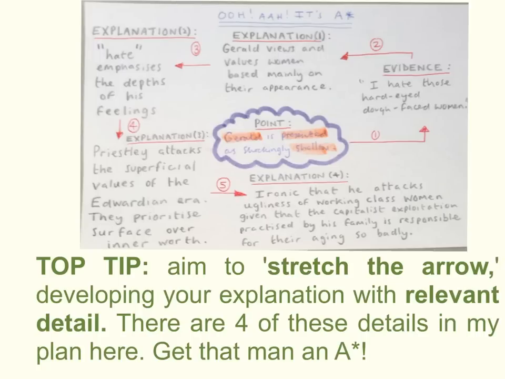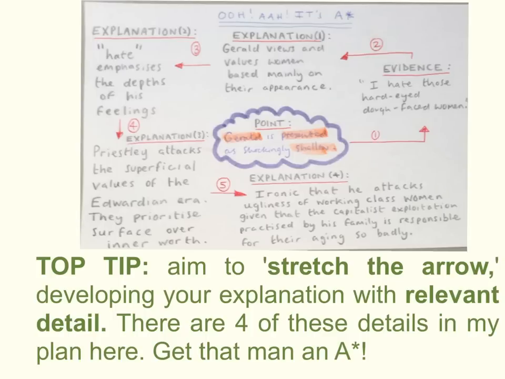So I've made my first explanation based on that evidence, "I hate those hard-eyed, dough-faced women." My first bit of explanation is that Gerald views and values women based mainly on their appearance. Then I've stretched the arrow on to lock in on that word "hate". That shows and emphasises the depth of his feelings. But I'm not done there, no sir, because I'm going for that A star. So I've stretched the arrow again.